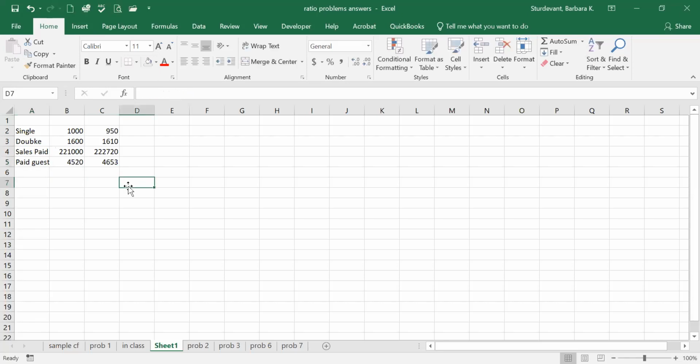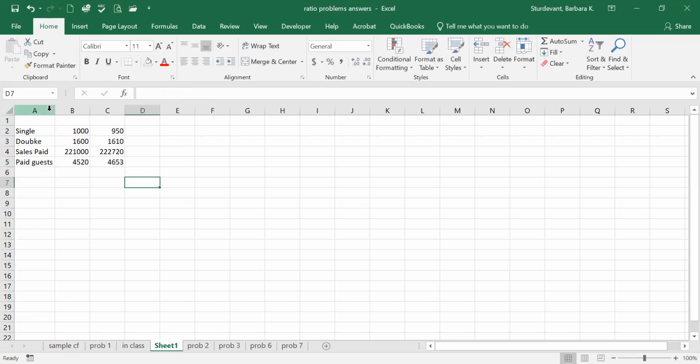All right. Okay, minus a few spelling issues. I hate typing on a laptop. Okay, here's what we have. So this is for May. This is for June. So these are the single rooms sold, double rooms sold, dollar amount of sales, number of guests.